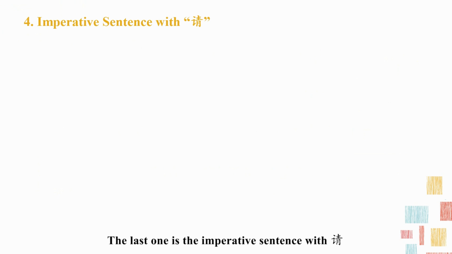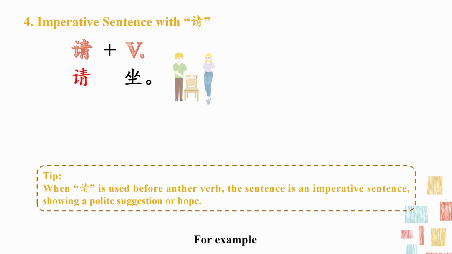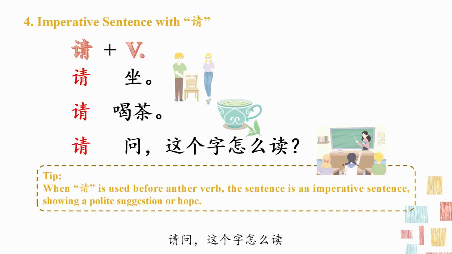The last one is the imperative sentence with 请 when 请 is used before another verb. The sentence becomes an imperative sentence showing a polite suggestion or request. The structure is 请 plus verb. For example, 请坐， please sit down. 请喝茶， Please have some tea. 请问这个字怎么读？ Please, how do you pronounce this character?